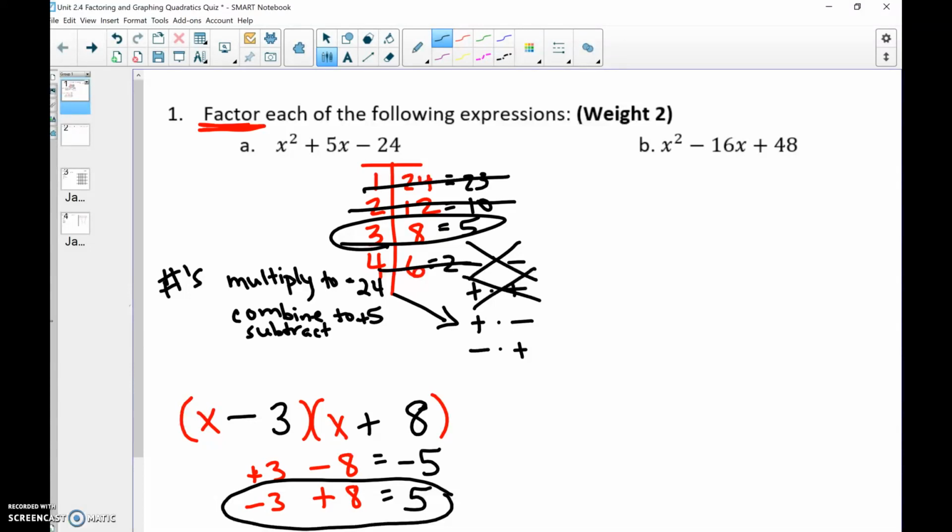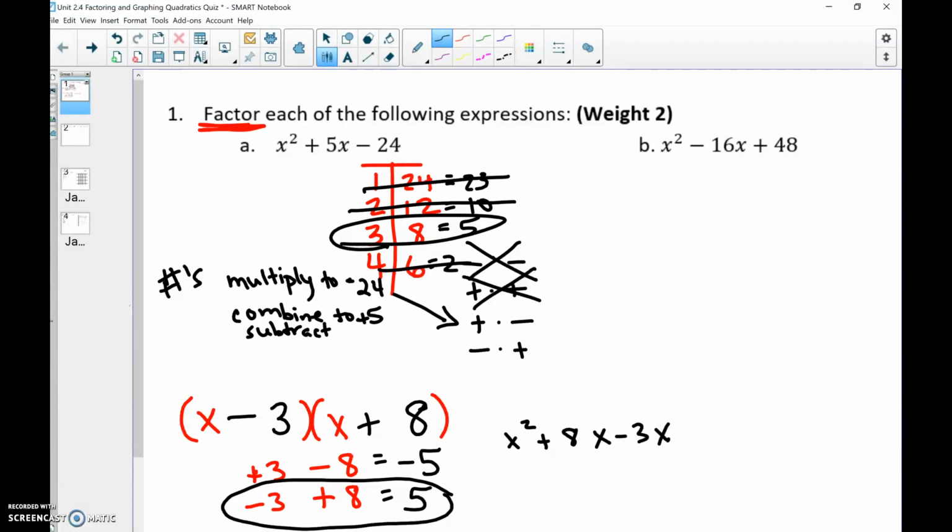For this one, they don't want you to solve for x, so you can just leave it there. If you really want to check, you could do box method and multiply everything out. So x times x is x squared. x times 8 is 8x. Negative 3 times x is negative 3x. And I'll even write those out just so you can see them.